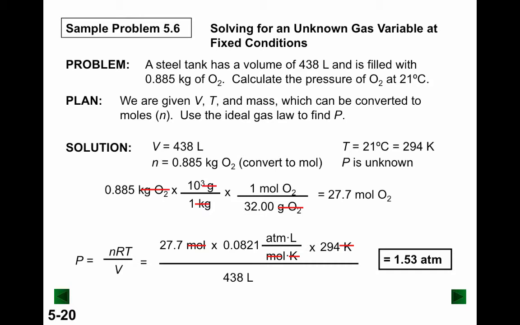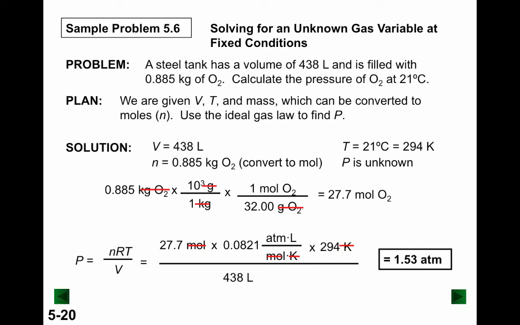Let's work through a sample problem that illustrates the ideal gas equation. This is sample problem 5.6, and it wants us to calculate the pressure of oxygen gas when we are given the volume, amount of oxygen gas, and the temperature. Since we know volume and temperature, we just need to make sure the volume has units of liters and the temperature is expressed in Kelvin.